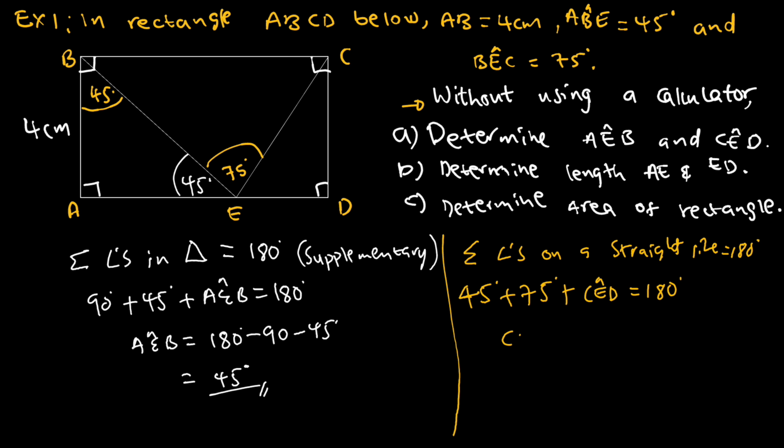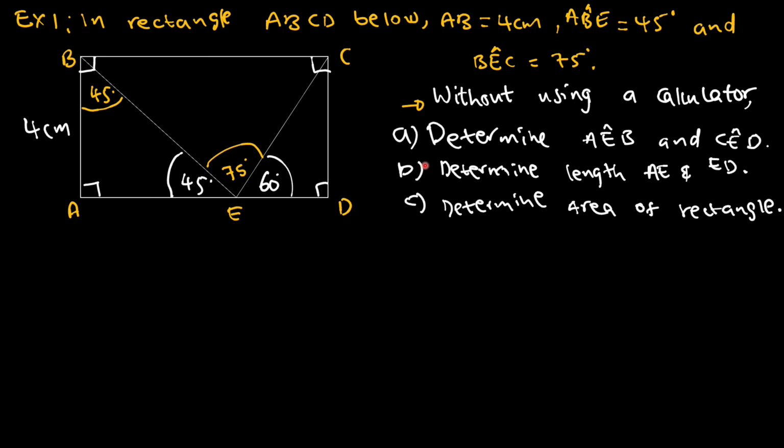So CED is equal to 180 degrees minus 45 degrees minus 75 degrees. Now what is the answer? The answer is 60 degrees. That means this angle right here is 60 degrees.